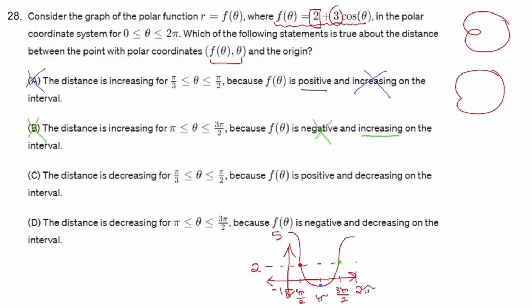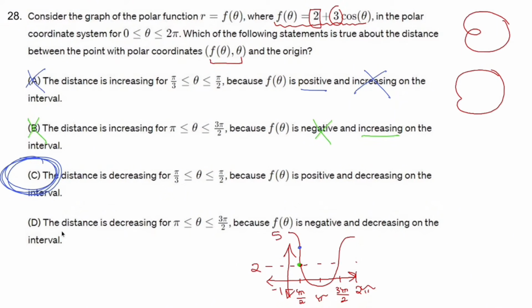Let's try C. The distance between pi over 3 again, so let's move you back to right around here somewhere. And pi over a half, very close to it. The distance is decreasing, that's true, because it's positive and decreasing on the interval. Well, yeah, there we go. We finally have it. So this is going down, and it's above the x-axis, so my guy is C.